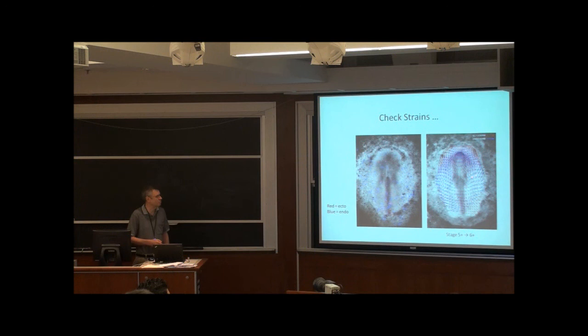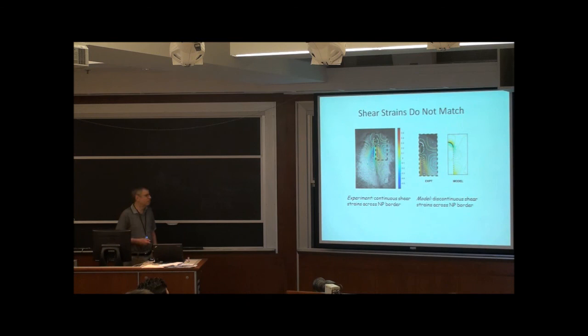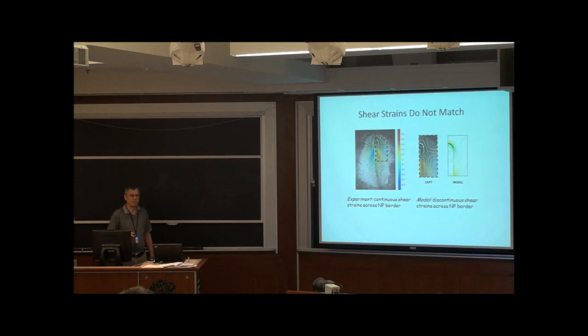From those displacements, we can compute strain distributions. And what we found was that the normal strains, the longitudinal and transverse directions, were reasonable. But the shear strains don't match. In particular, we found that there was a discontinuity in the model across the border between the neural plate and the region outside it, whereas they were relatively continuous across that border in the embryo.